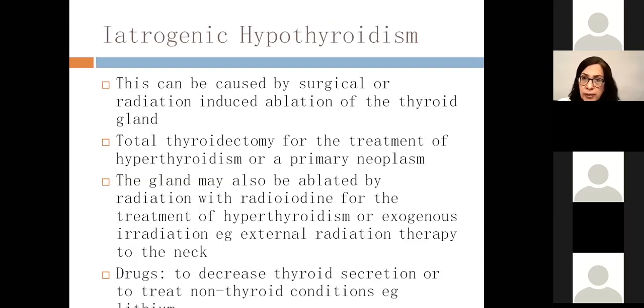Iatrogenic hypothyroidism can be caused by surgical or radiation-induced ablation of the thyroid gland. If you do a total thyroidectomy, you may cause hypothyroidism, or you give radioiodine ablation. You destroy the whole thyroid gland and it will cause hypothyroidism. Or there is exogenous irradiation, radiation to the neck for any other reason, which can cause hypothyroidism.